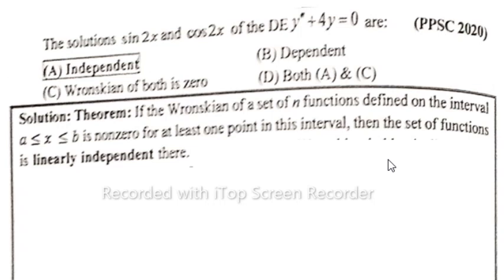In this lecture, I will start the Pakistan Public Service Commission 2020 MCQ: the solutions sin 2x and cos 2x of the differential equation y'' + 4y = 0. The solution theorem is: if the Wronskian of a set of n functions defined on the interval a ≤ x ≤ b is non-zero for at least one point in this interval, then the set of functions is linearly independent there. So option A is correct: independent.